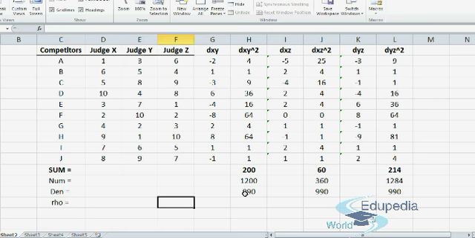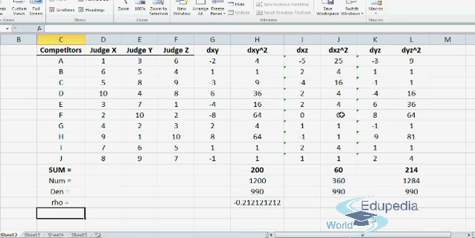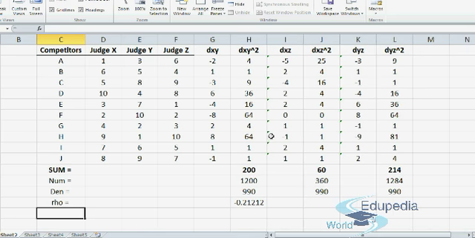Okay, and then finally the value of rho, that is the Spearman's rank correlation for x and y, would be 1 minus the numerator, that is 6 times summation di square divided by n into n square minus 1, that is the denominator here. Okay, so when we do that, the value we obtained is minus 0.212. Okay, that's the value for the Spearman's rank correlation between x and y.